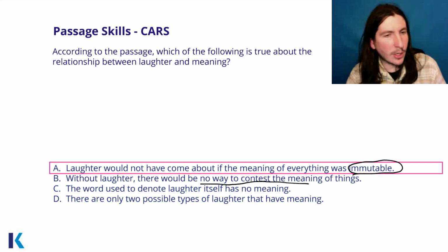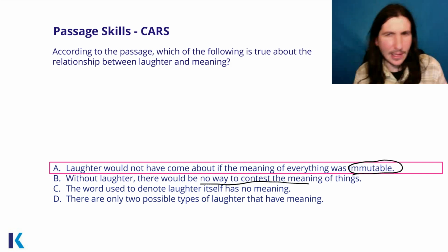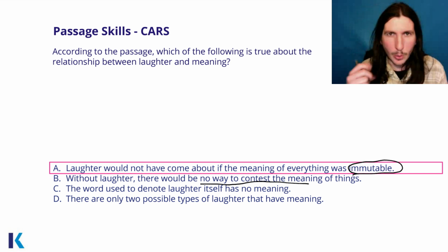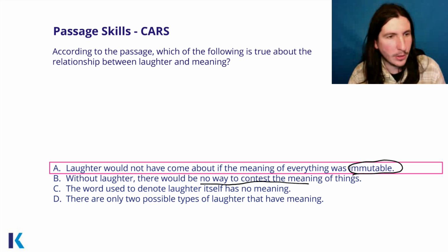The word used to denote laughter itself has no meaning? No, it has at least two meanings. Having two meanings does not mean no meanings. 0 and 2 do not equal one another. So it's not C.